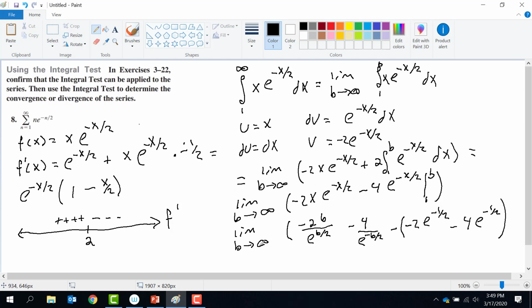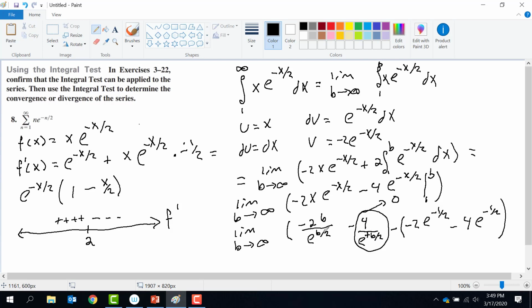To take the limit as b goes off to infinity, this will go to 0 because the numerator is fixed at 4, and that should be a positive because I brought it down to the bottom. And this just increases without bound.